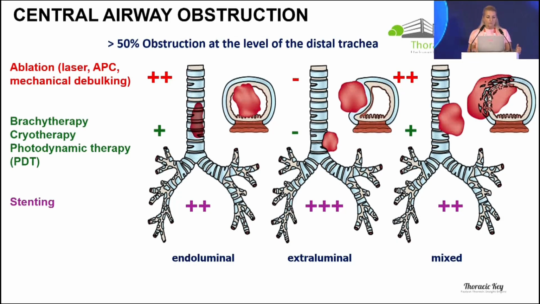As you can see here, we can use ablation like laser, APC, or also mechanical debulking when we have an endoluminal tumor or a mixed tumor which is extraluminal and protruding, infusing the trachea. Brachytherapy, cryotherapy, and photodynamic therapy all give results only later. This means they are not good in an emergency, and of course not useful if we have extraluminal tumors. In case of extraluminal tumors which are protruding and causing obstruction, stenting is the only thing we can do, because we need the radial force to expand the lumen of the trachea or the bronchus.